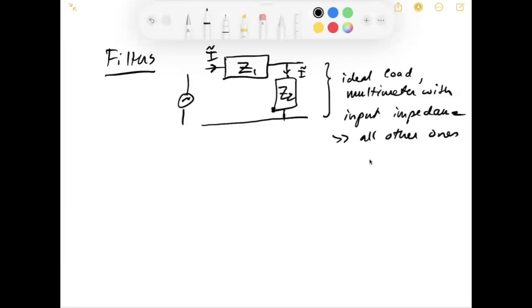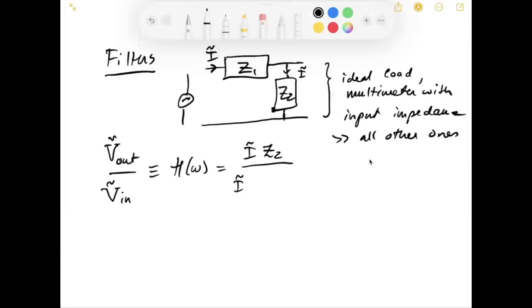And we usually ask ourselves, what is the output voltage over the input voltage phasor? And we call that thing the transfer function. And the transfer function captures the entire behavior. The output voltage is always going to be some kind of a current phasor times whatever is on the output, which is Z2, divided by the current phasor times the sum of these two. And this is always going to be something like 1 plus Z1 over Z2, to the power of minus 1.